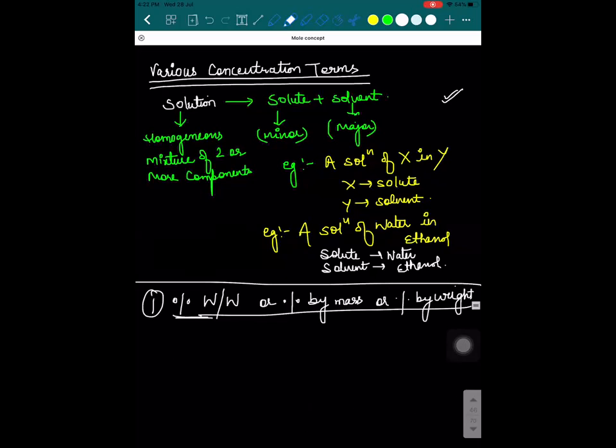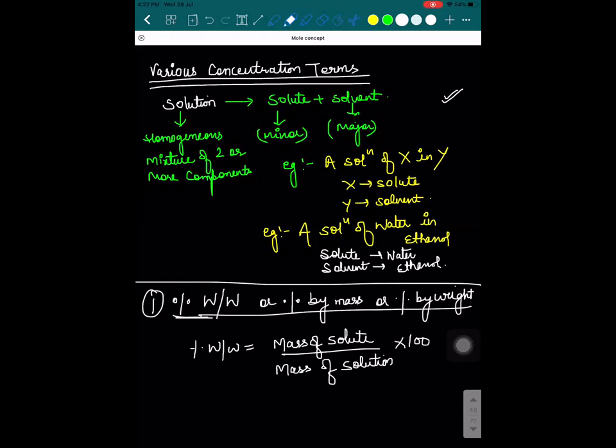You can say it percentage weight by weight, percentage by mass, or percentage by weight. What does it mean? Mass of the solute divided by mass of solution into 100. This will be the percentage weight by weight. And this is a temperature independent quantity. It will not depend on the temperature, whether you are changing the temperature or whatever you are doing.